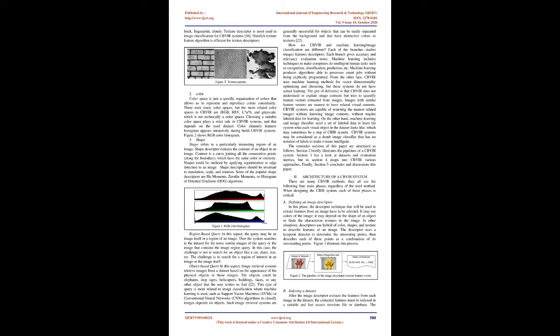Herald texture feature algorithm is efficient for texture descriptors. 2. Color. Color space is just a specific organization of colors that allows us to represent and reproduce colors consistently.